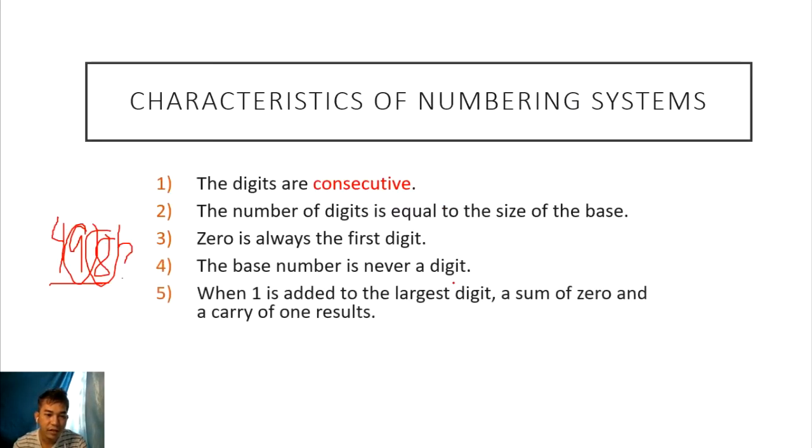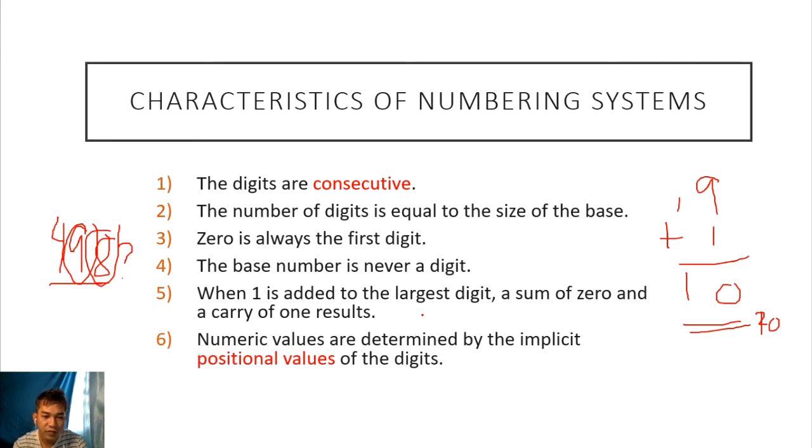Okay, then when 1 is added to the largest digit, a sum of 0 and a carry of 1 results. So, say for example, sa decimal number, pag meron tayong 9, then pag mag-add tayo ng 1, that is equals to 0, carry 1, bring down natin, kaya nagiging 1, 0 siya, which is number 10. But in binary form, iba na yung value nito. Ayan, so that is why we have to indicate its base.